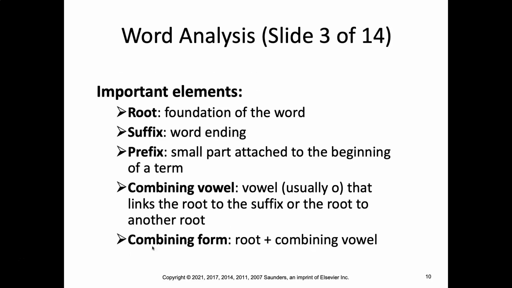And it shows us here the different elements when we are analyzing medical terms. The root is the foundation of the word. The suffix is the word ending, and in case you were wondering, most all have a suffix. A prefix is the small part attached to the beginning of a term. A combining vowel is usually O, and it links the root to the suffix or the root to another root. So if you are a person who likes equations or thinks that way, think of it this way: a root plus a combining vowel will equal a combining form.